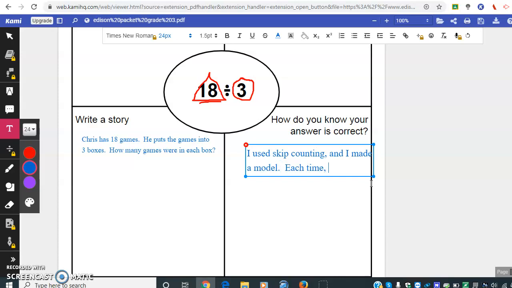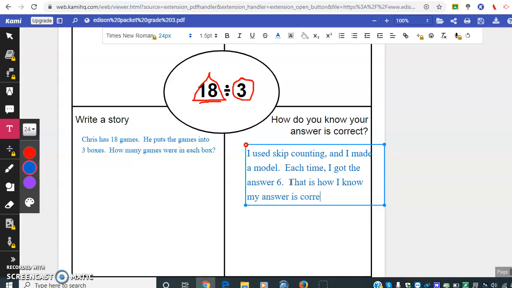Each time I got the answer right. 6. That is how I know my answer is correct. There we go.